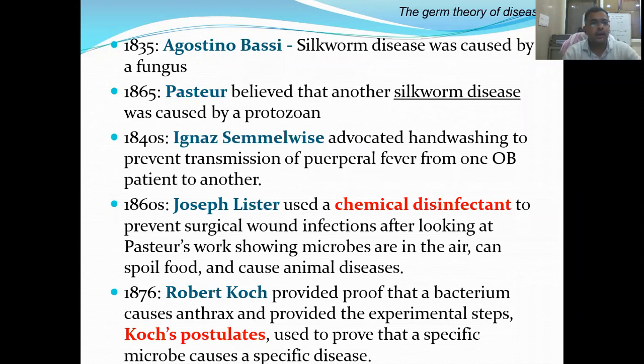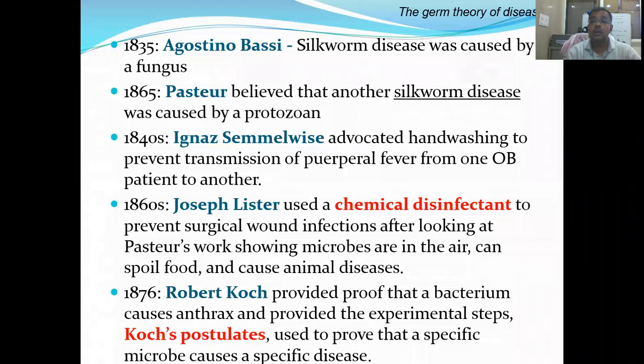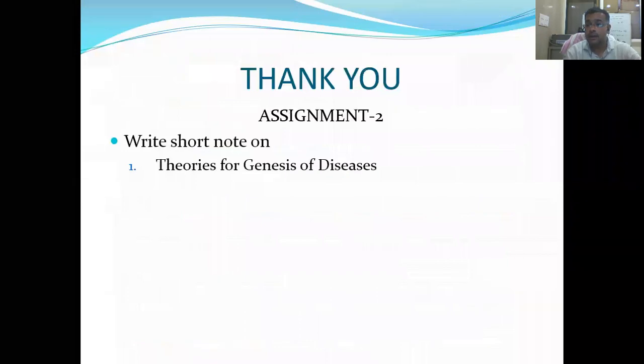But later on, the Koch postulate got modified because there are many organisms that cannot follow all the Koch postulates, even though they are infectious in nature and they are causing the disease. So this is all about today's class. In brief, in today's class we had learned 2 important things. One, various theories for the origin of life on the planet. And second, the theories for genesis of disease.